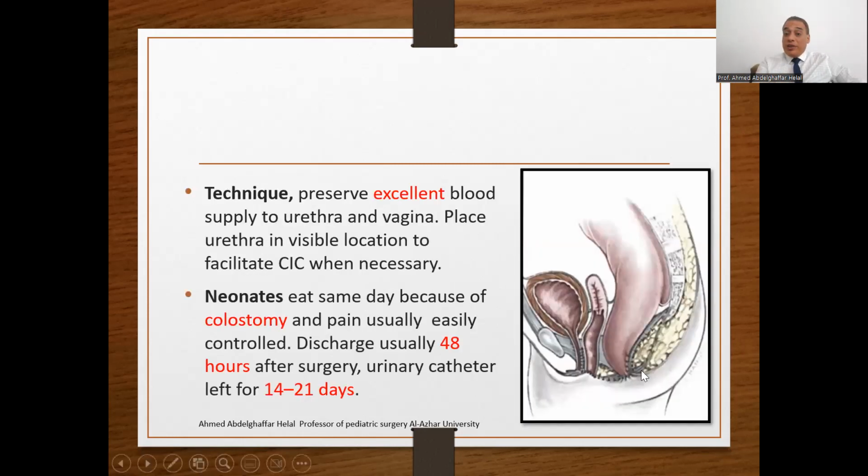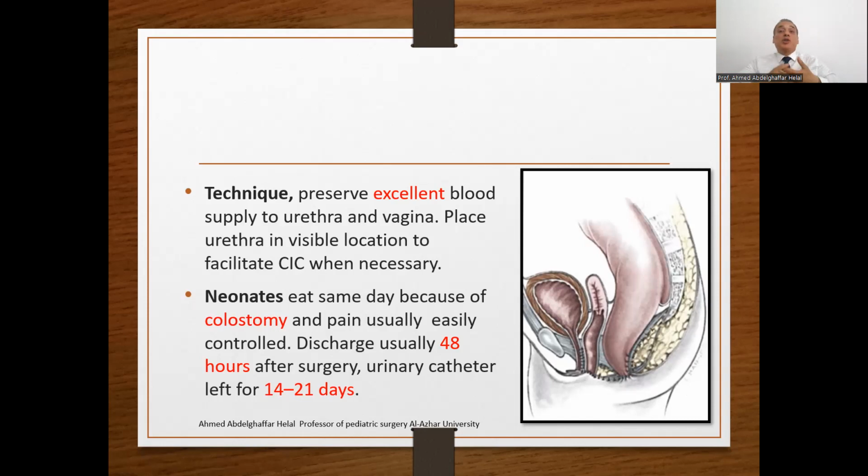The technique will end with three normal openings: the rectum placed within the sphincteric mechanism, and the urethra and the vagina. The technique preserves the excellent blood supply and places the urethra in a visible location so catheterization, if needed, can be performed. This type of neonate can eat on the same day because the neonate usually has a colostomy. The pain is usually easily controlled and the baby is discharged usually within 48 hours after surgery. The urinary catheter is left for 14 to 21 days.